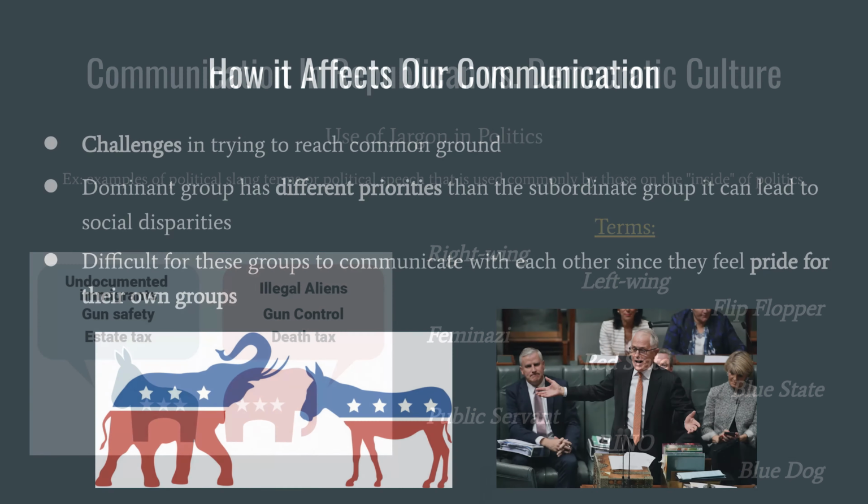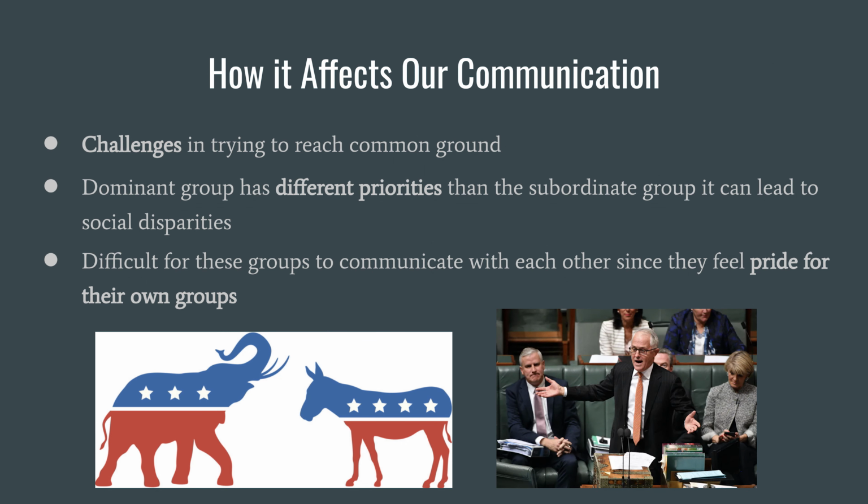In regards to communication, the Republican and Democratic parties may have challenges in trying to reach common ground when placing policies for society. Since the dominant group has different priorities than the subordinate group, it can lead to social disparities. It may be difficult for these groups to communicate with each other since they feel pride in their own groups that they are part of, in which case they may lead to an in-group bias.